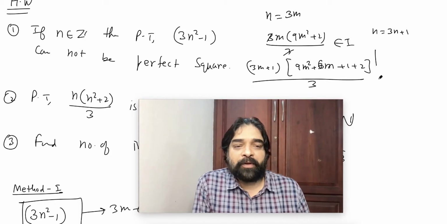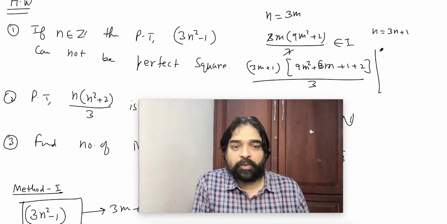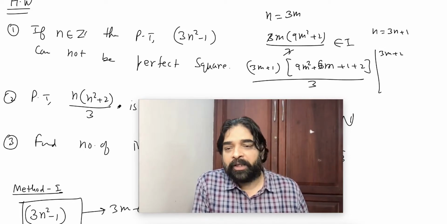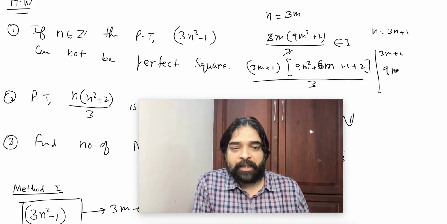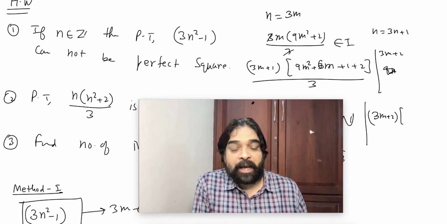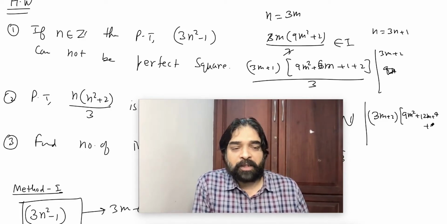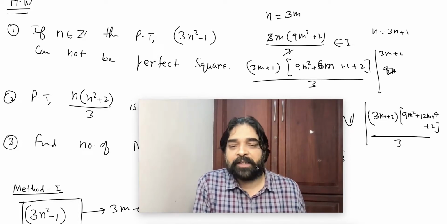And if you are going to put n equal to 3m plus 2, then it will become what? 3m plus 2 into 9m square plus 12m plus 4 plus 2. Now see, 4 plus 2, 6, and here also 3 will be common and cancel by this 3. So this will always be an integer. It's a very simple question.